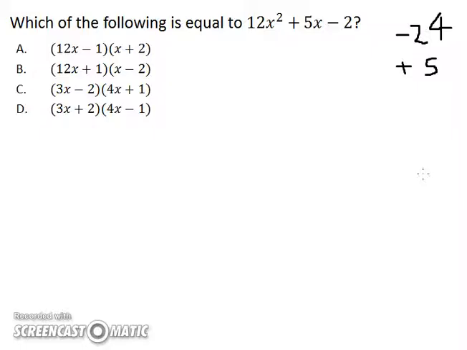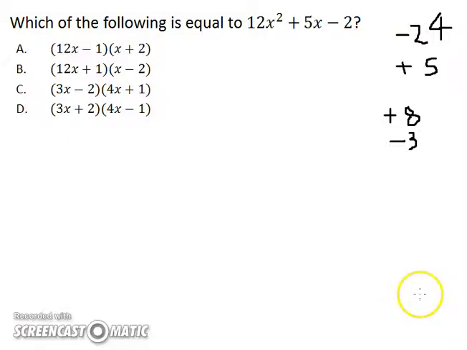I'll give you a second to think about it. Those two numbers are positive 8 and negative 3, because 8 times negative 3 is negative 24, and positive 8 plus negative 3 is positive 5.